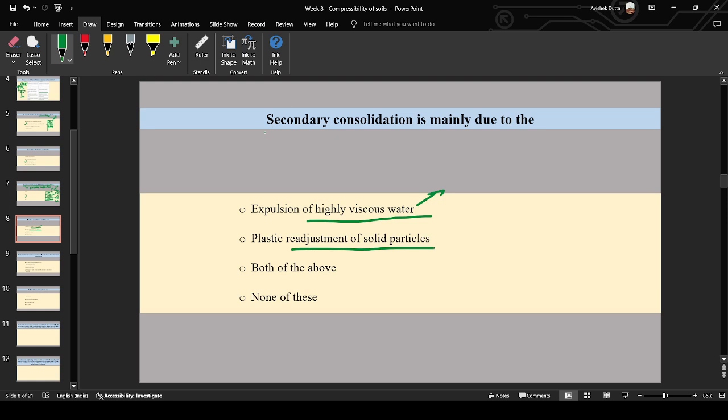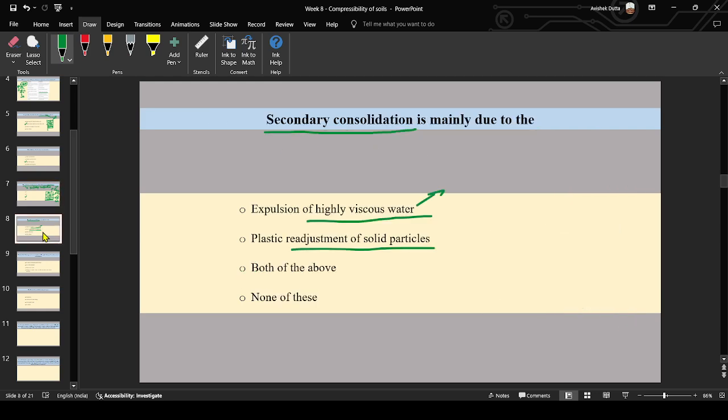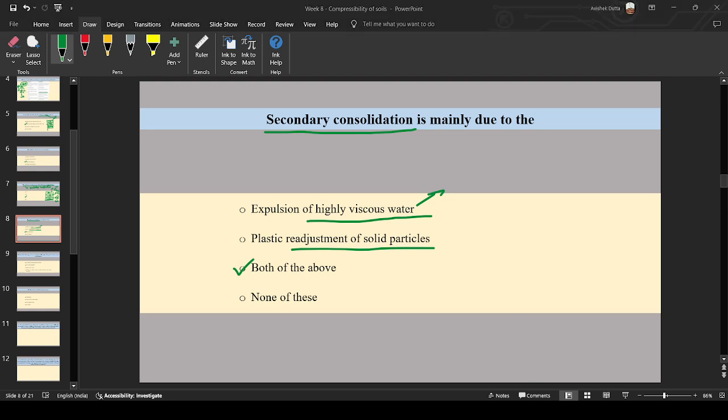So in secondary consolidation, what happens? It occurs after the primary consolidation has occurred, in which the water in the voids has got expelled out. Now, in the third stage, the highly viscous water on the surface of the solid particles gets expelled out, which leads to a readjustment of the solid particles, which is plastic in nature. So secondary consolidation is mainly due to the expulsion of highly viscous water and plastic readjustment of solid particles in the soil mass. So the answer is both of the above. Is the solution clear? Any doubt regarding this?